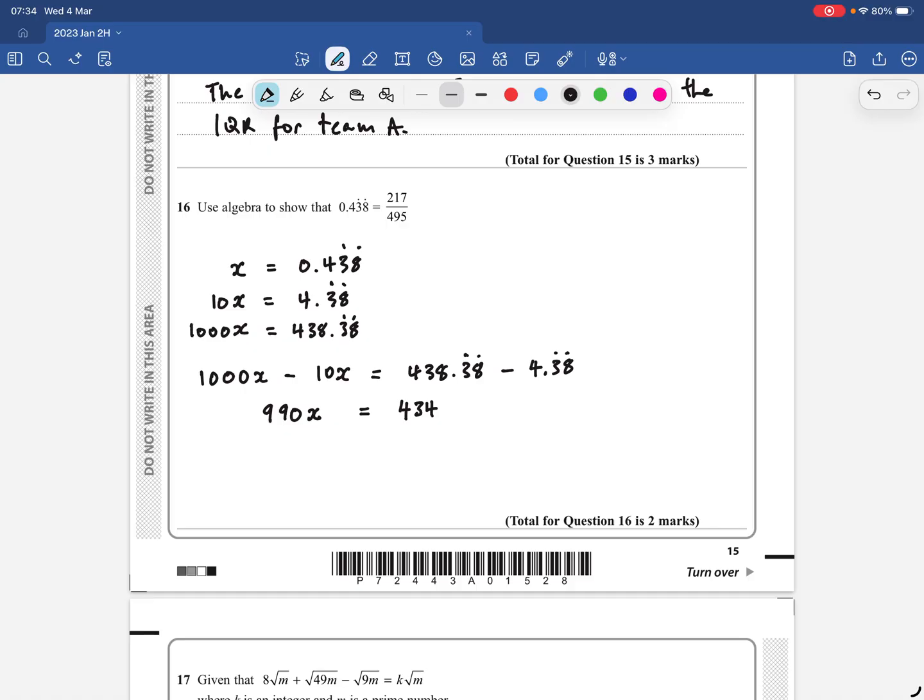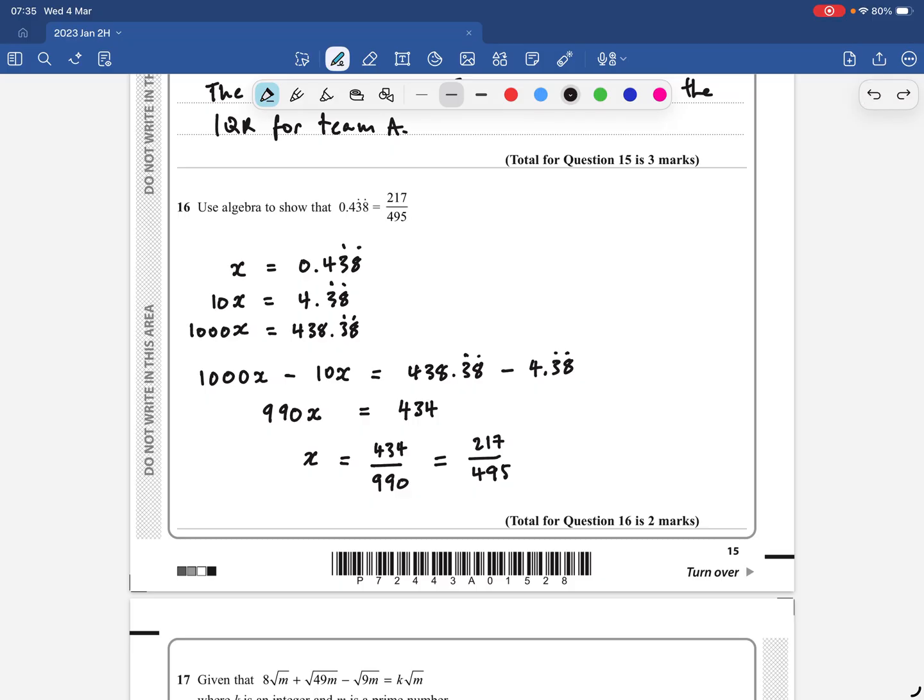Okay, and now I can just rearrange this and say that x is equal to 434 over 990. And it's a good idea to put that into your calculator, although I can see immediately in this case that just dividing the top and bottom by 2 gives me 217 over 495. And that's sufficient for the answer now because I've ended up with this expression on the right.